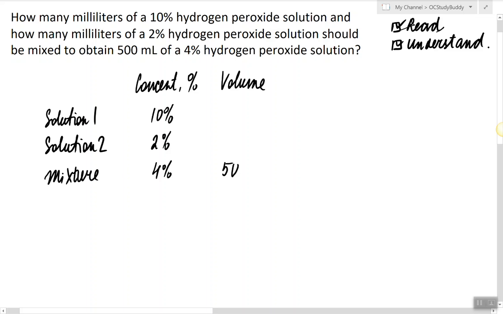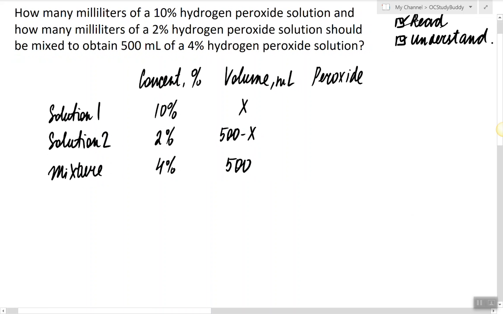The total volume must be 500 milliliters, which means that if I call the volume of solution 1 x, the volume of solution 2 will be 500 minus x. And using this, we can find the amount of peroxide in each solution. So if the total volume is x and 10% of it is peroxide, then the amount of peroxide is also in milliliters, but we can find it by multiplying concentration by the volume. We can do this for all rows.